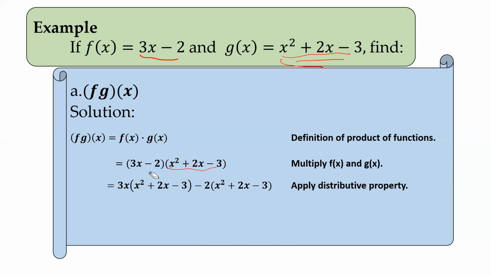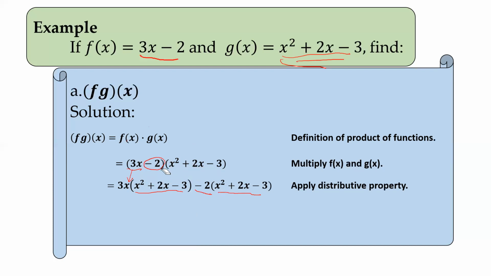Now, to multiply binomial to trinomial, uunahin muna natin si 3x. Bring down natin si 3x dito. Then, i-multiply natin siya lahat dito sa ating second function. So, that's why nandito si x squared plus 2x minus 3. And then, next is, i-separate natin dito si negative 2. So, nandito si negative 2. And then, we have to multiply again with x squared plus 2x minus 3.